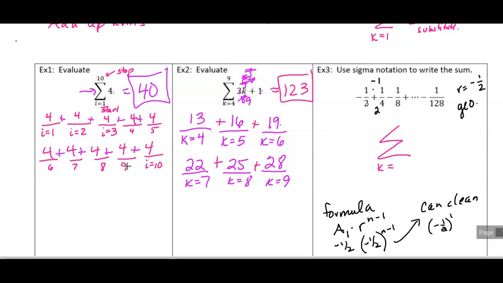And then using exponent properties, we can split this up. That's -1/2 to the n times -1/2 to the -1. See, when they're the same, you could split those exponents up. So then -1 plus 1, these actually cancel out. So we end up with -1/2 to the n. Now, if you had this as your formula, that would be okay too.